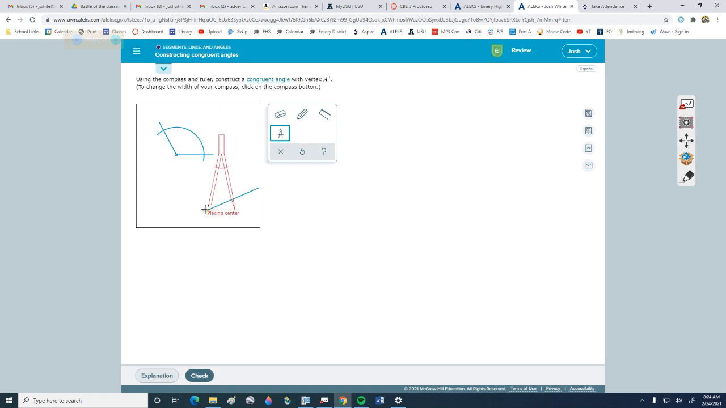Okay. And then I do the same thing down here. Draw an arc. Now I reset the compass to this width. All right. And then I can duplicate that width there. Now I pull out my straight edge here and here. And there's my angle. So those two angles are exactly the same. They're congruent, so they have exactly the same degree measure. Does that make sense?